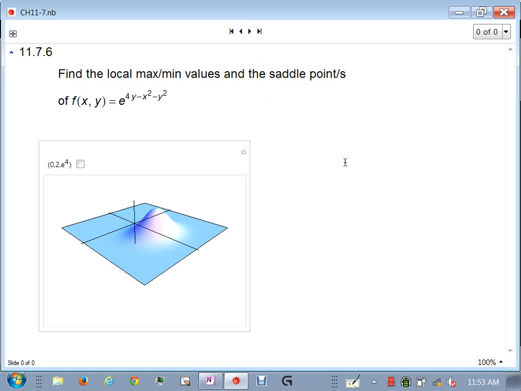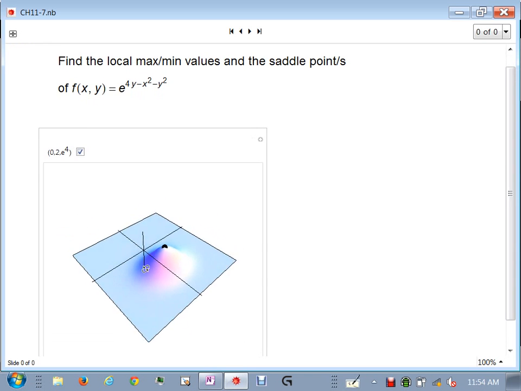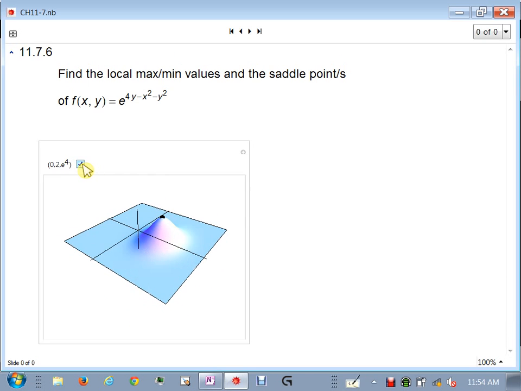All right, this next one is pretty nasty here. This is the pimple function. It's just a little mound right there. There it is. Just a single little raised bump. Question? Y'all got a question or anything, Ben? You're good? Okay. Find the local maximum minimum values and the saddle points of f of x, y equals e to the 4y minus x squared minus y squared.